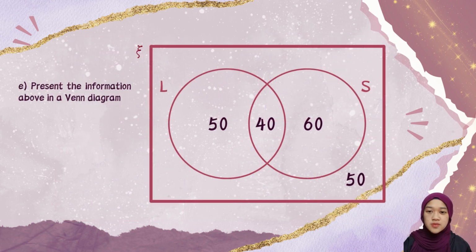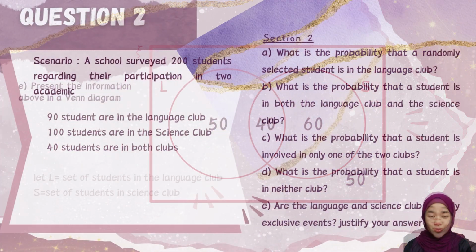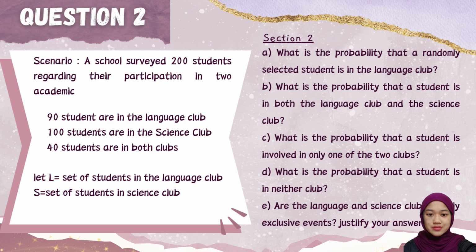So here's the Venn diagram. L is the number of students in language club, which is 50. In both clubs is 40, and science club only is 60, and didn't join any club is 50. Okay, let's move to section 2.